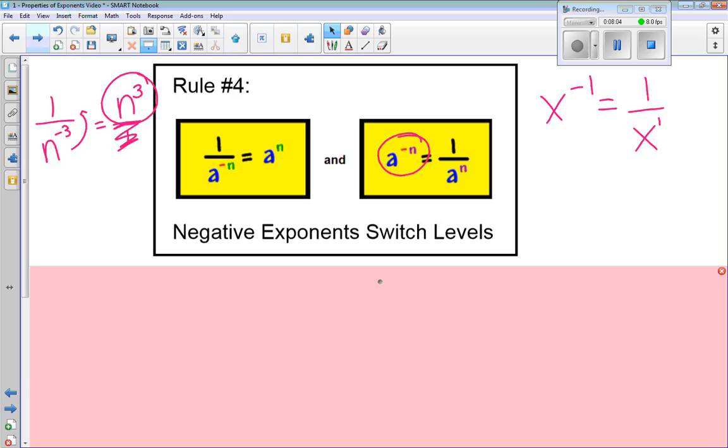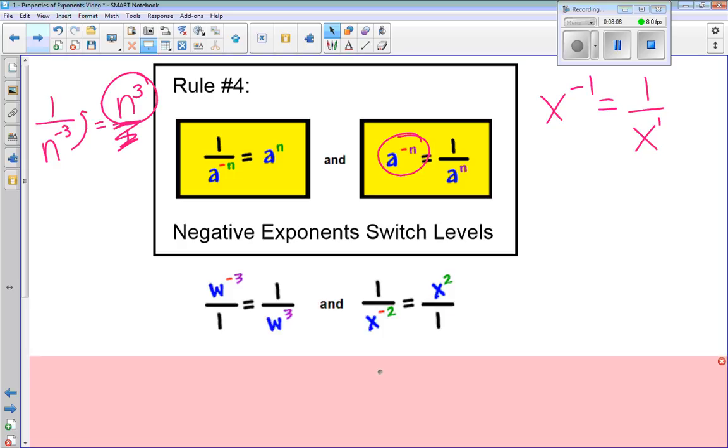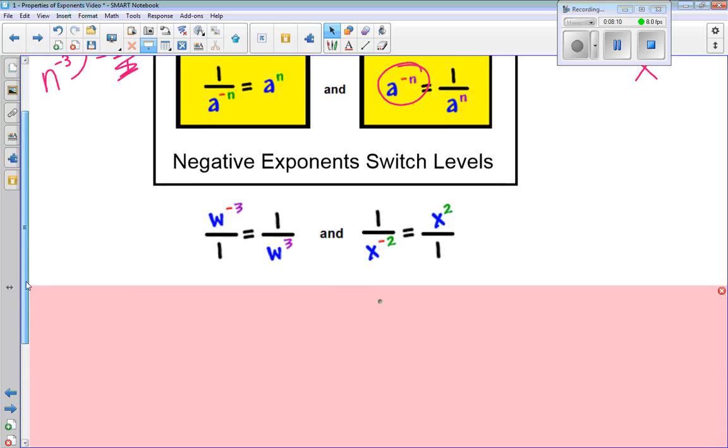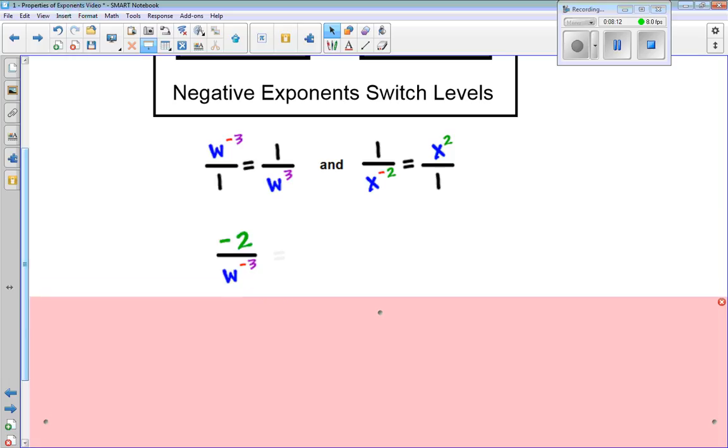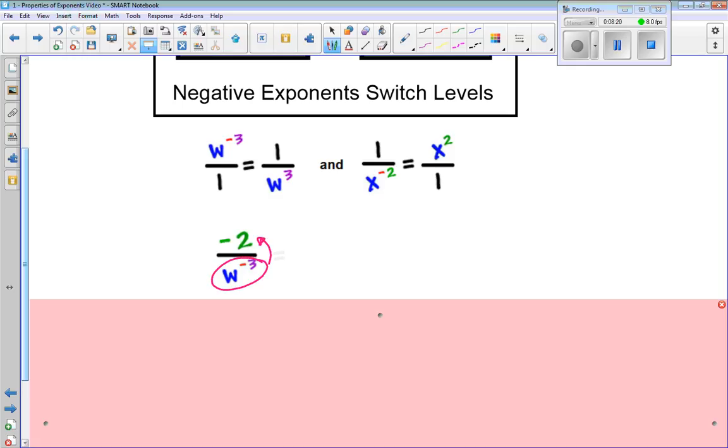All right, so here we go. We see a couple more examples. So let's simplify this guy. We see that w has a negative exponent, which we're not going to leave in our answer, so we're going to flip him to the other side. 2 doesn't have a negative exponent, so he gets to stay there. So I'm going to write negative 2 times w to the positive 3, now that it has switched sides.